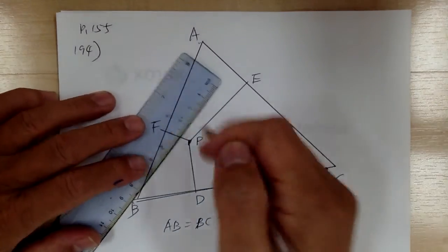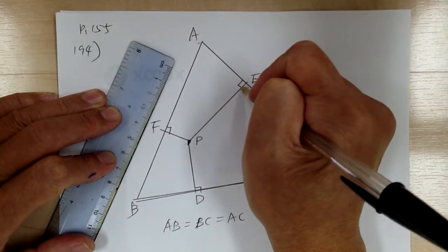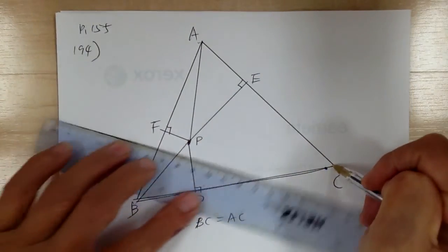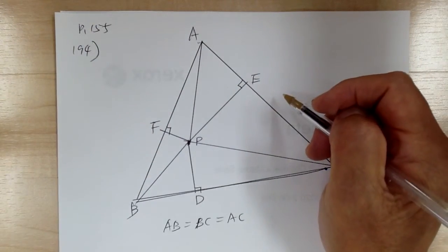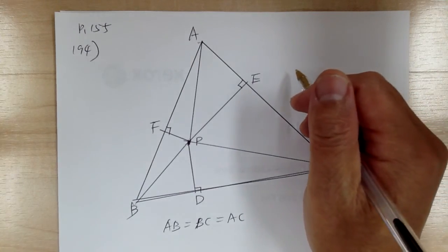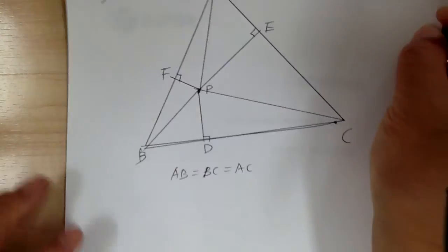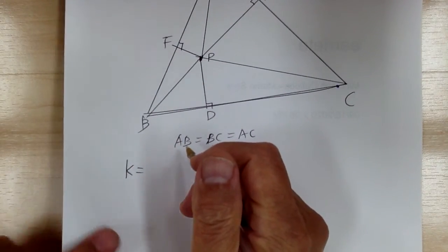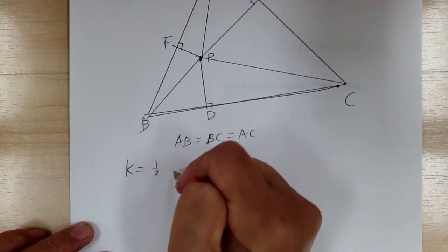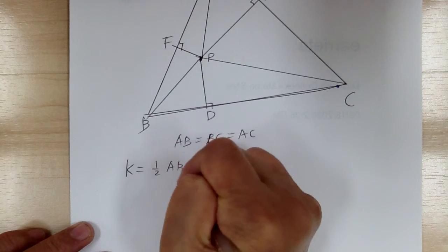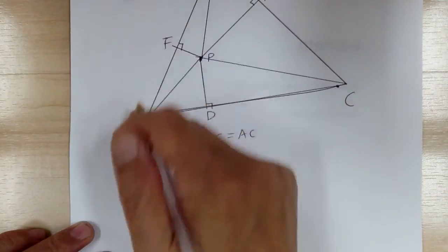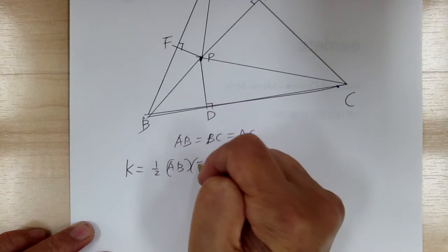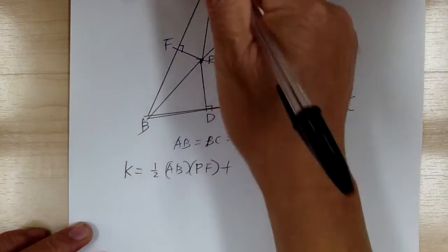So what you need to do first is go ahead and draw lots of triangles. Whenever you deal with perpendiculars, normally you have to deal with the area. So let's look at the area of the small triangle of each of these. So K equals 1/2 AB times, so 1/2 base times this height, so it'd be PF. So that's the area of this triangle.